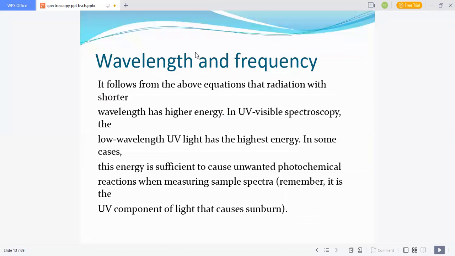Next one, wavelength and frequency. It follows from the above equation that radiation with shorter wavelength has higher energy in UV visible spectroscopy. The low wavelength UV visible light has the highest energy. In some cases, this energy is sufficient to cause unwanted photochemical reactions. When measuring sample spectra, remember it is the UV component of light that causes sunburn.